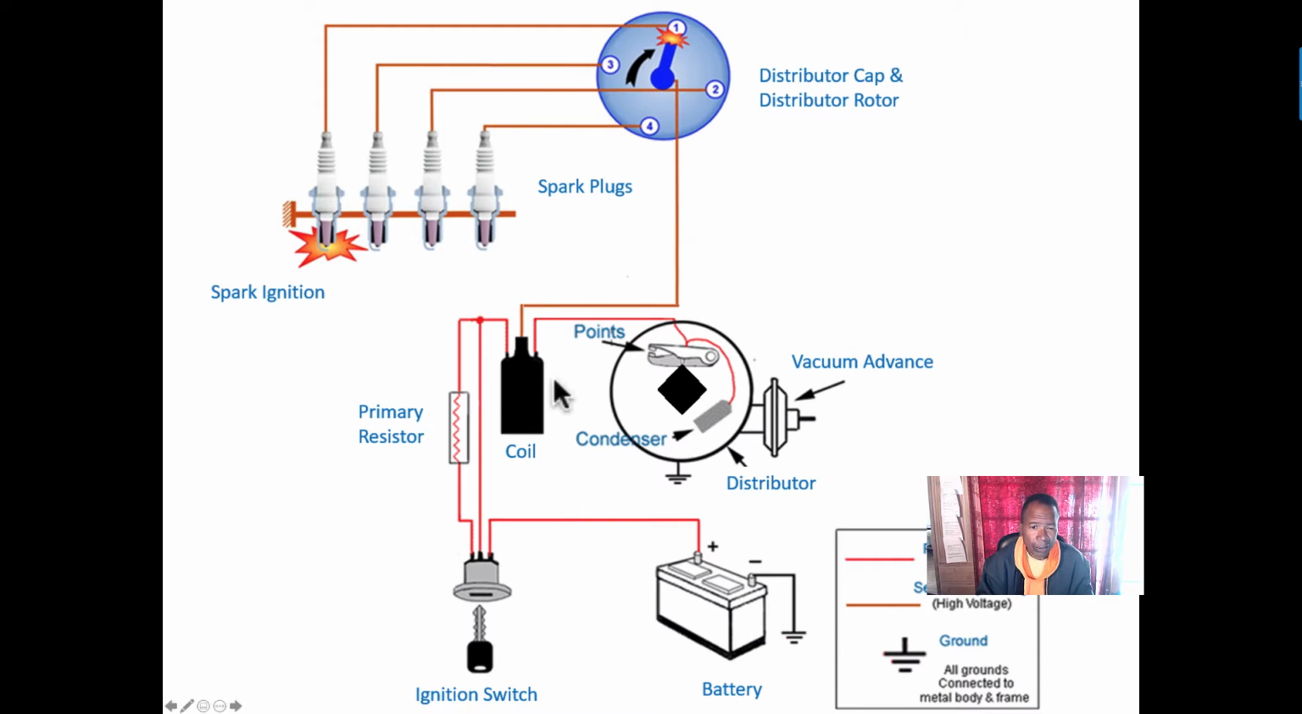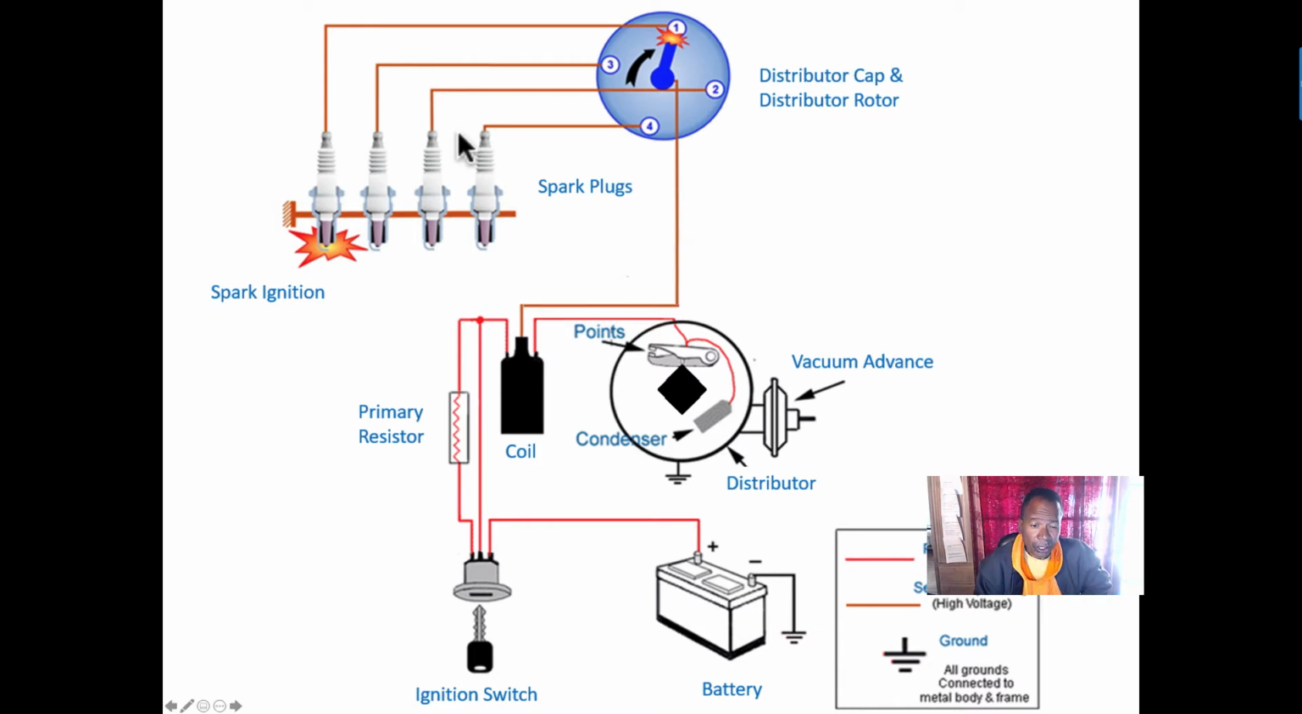We're going to have voltage coming out this coil wire, the secondary side, up into the distributor cap. Every time the voltage spikes, the rotor distributes spark to each individual cylinder, to the plugs. Basic ignition circuit, primary ignition circuit.